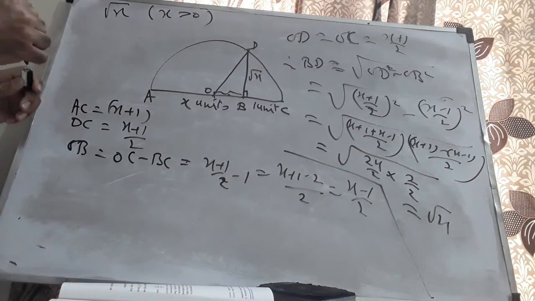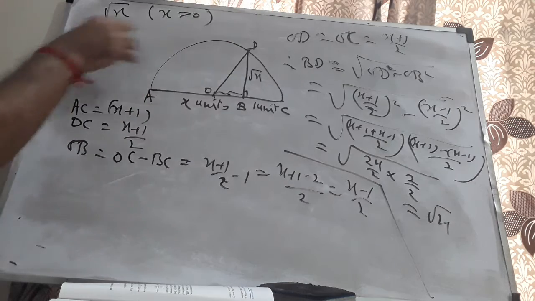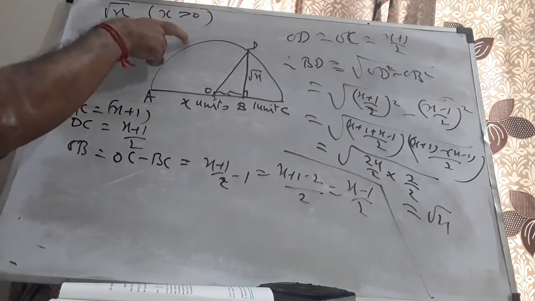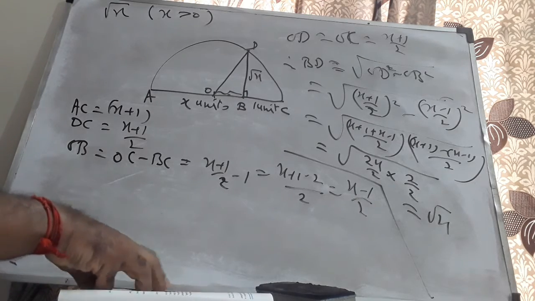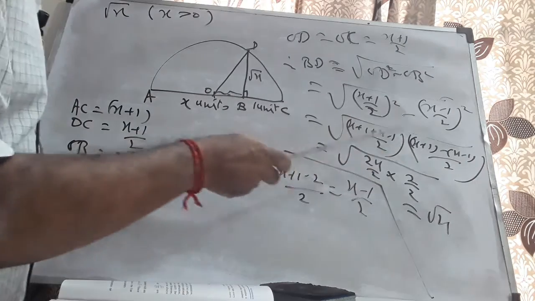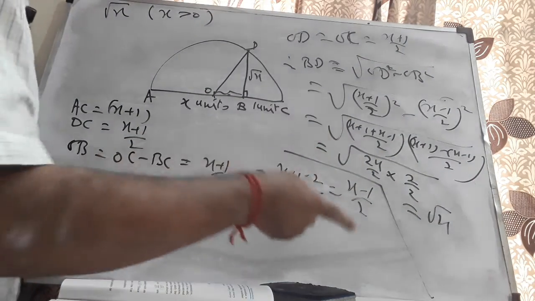Therefore, if you want to represent root x on the number line, draw a number line with O as center and BD as radius. You can mark a point on the number line, that will be root x. Here x gets cancelled, and 2 by 2 is anyway 1. Here 1 gets cancelled. It is reduced to 2x.